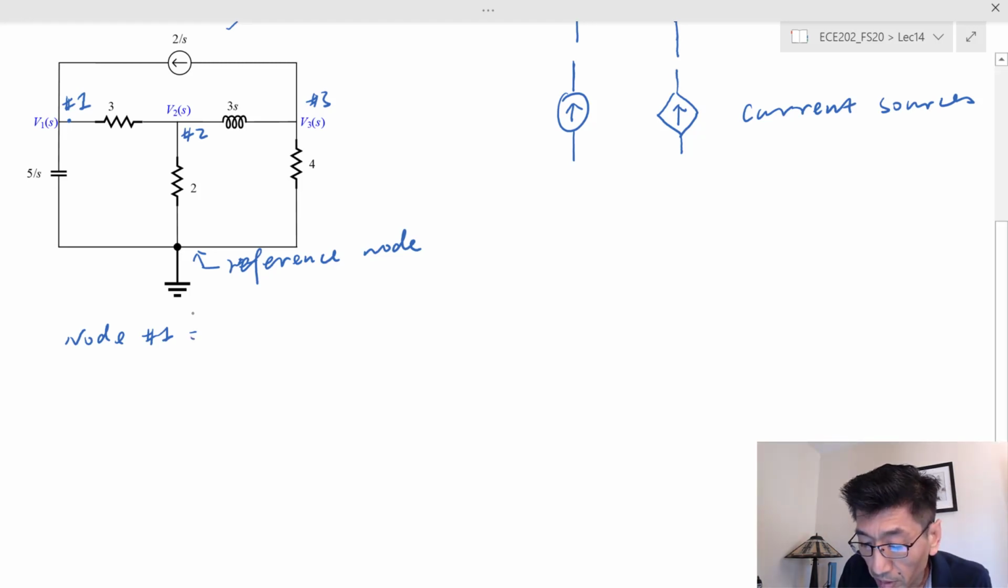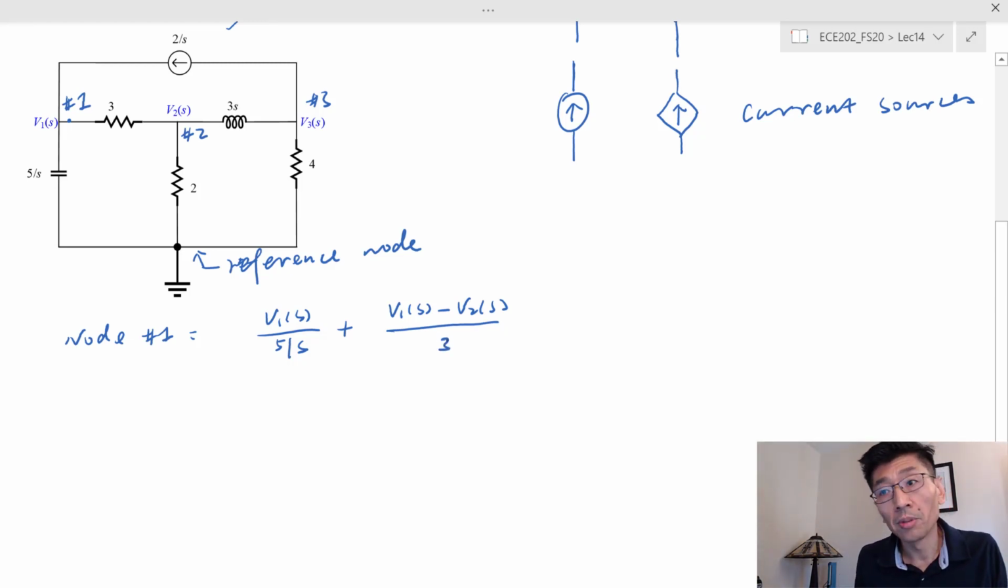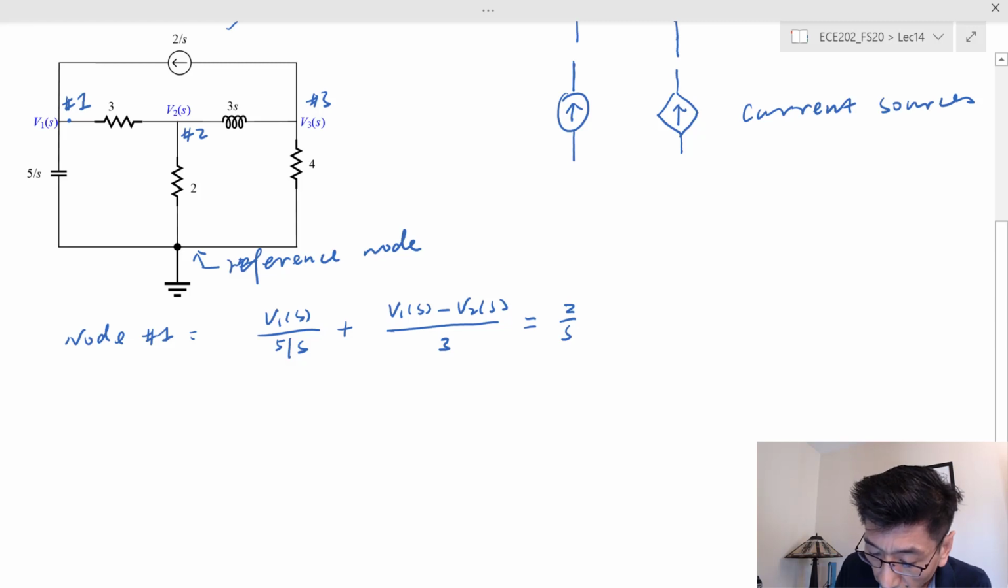So the current leaving from the non-source elements is going to be, let's see, V1(s) over 5 over s. That's the current leaving from the capacitance, plus the current leaving from the 3 ohm resistance, (V1(s) minus V2(s)) divided by 3. I assume you already know the relationship between the element voltage and the node voltage. If you're still not sure about this, go back to the phasor case. We had a very detailed analysis on that. Basically, it's the simple KVL equation. That should be equal to the current entering from the source, which is 2 over s.